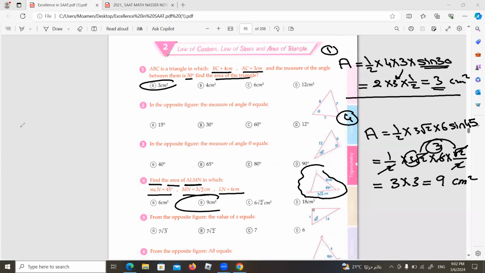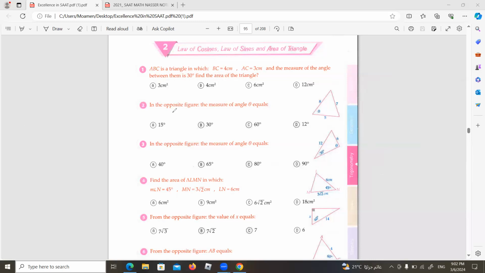We're going to number 2. In the opposite figure, what is the measure of the angle theta? What are the givens? We have the first side, the second side, the third side. He gave me 3 sides and asked me about an angle.